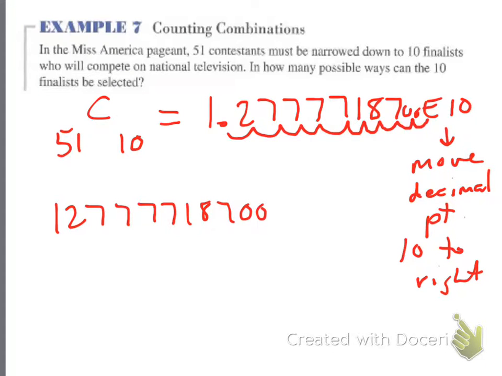Make sure those are all right. Okay, so now we've got to put commas in. I just start from the right, and every 3 numbers put a comma. So, whoa. That is 12,777,718,700 different ways out of the 51 contestants that you could narrow it down to 10. I'm glad I'm not a judge.